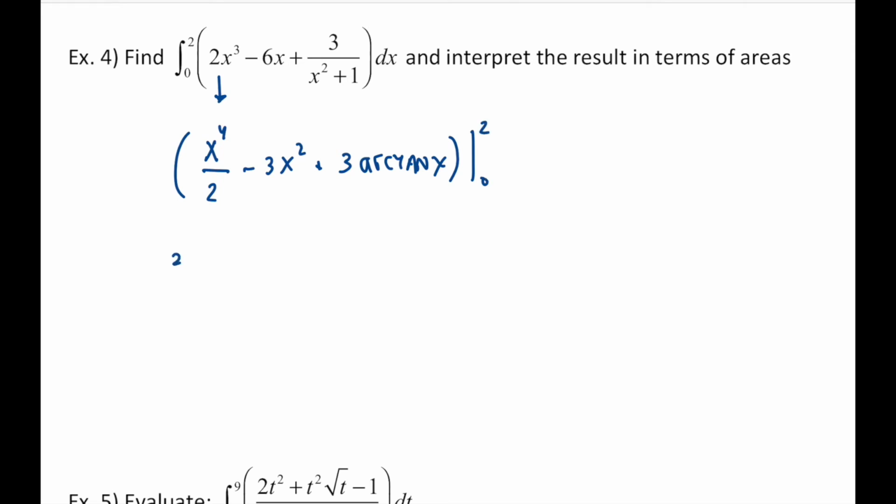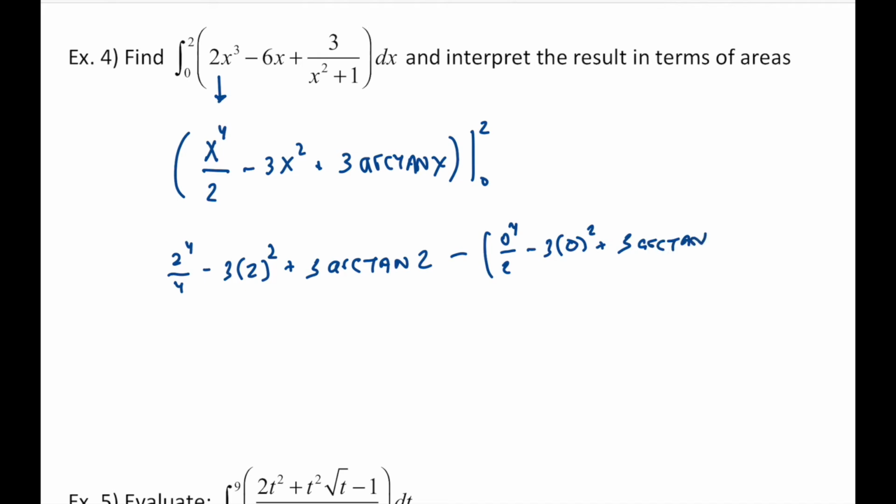So that's going to give us 2 to the fourth over 2. Subtract 3 times 2 squared, plus 3 arctan of 2. Subtract. We've got 0 to the fourth over 2. Subtract 3 times 0 squared, plus 3 times arctan of 0. So this gets us 8. Subtract 12, plus 3 arctan of 2.